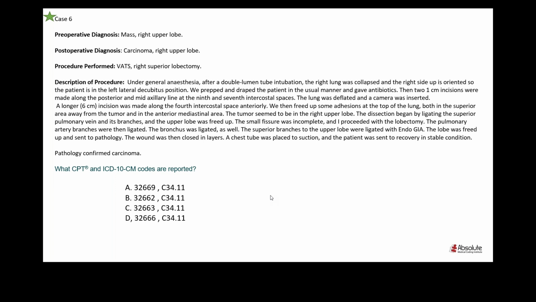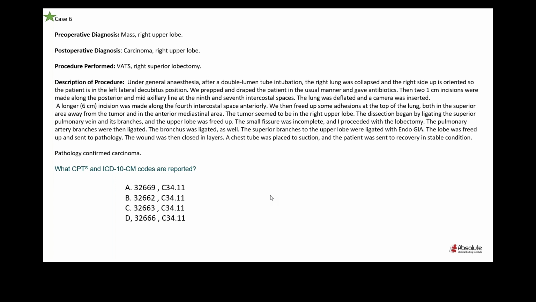We prepped and draped the patient in the usual sterile manner and gave antibiotics. Then 1 centimeter incisions were made along the posterior and mid-axillary line at the 9th and 7th intercostal space. The lung was deflated and a camera was inserted. A longer 6 centimeter incision was made along the 4th intercostal space anteriorly.